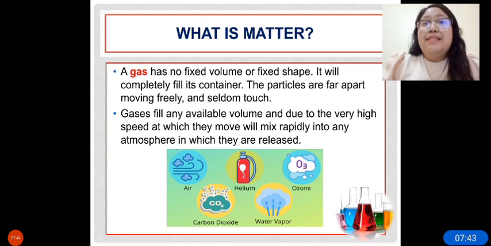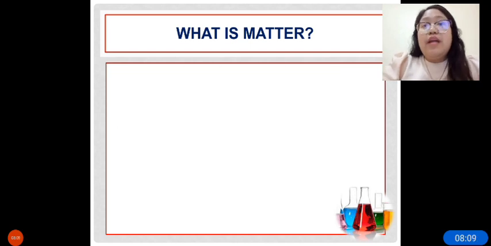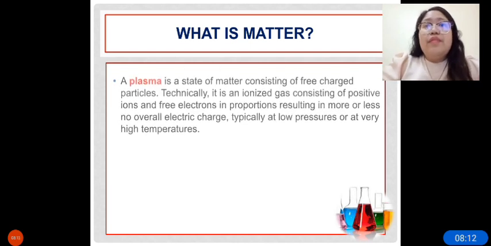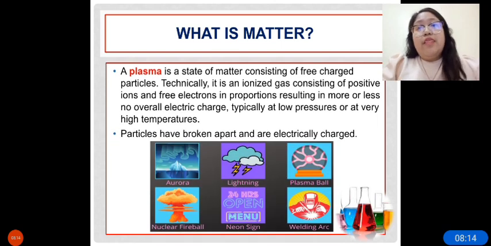And this is why gases can expand and fill up any available space. And here's another cool fact about gases, they can mix rapidly into any atmosphere in which they are released. That is why, for example, if someone sprays perfume or cologne in one part of the room, you can smell it all the way on the other side of the room. So that's the scoop on gases. They are always on the move, filling the space and mixing with the atmosphere.